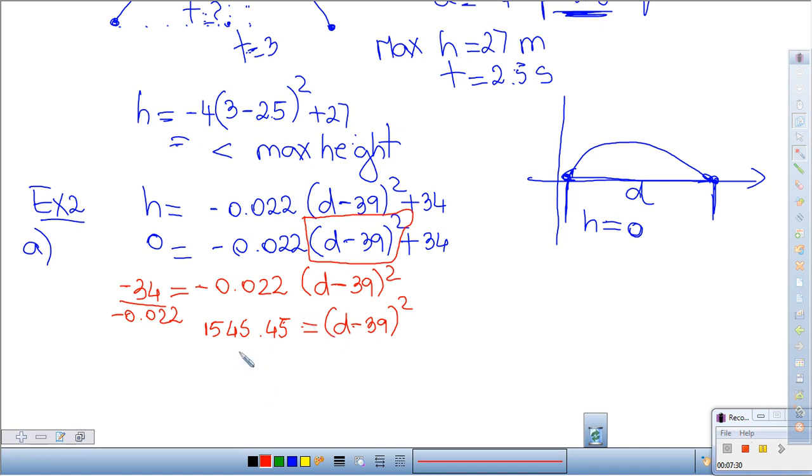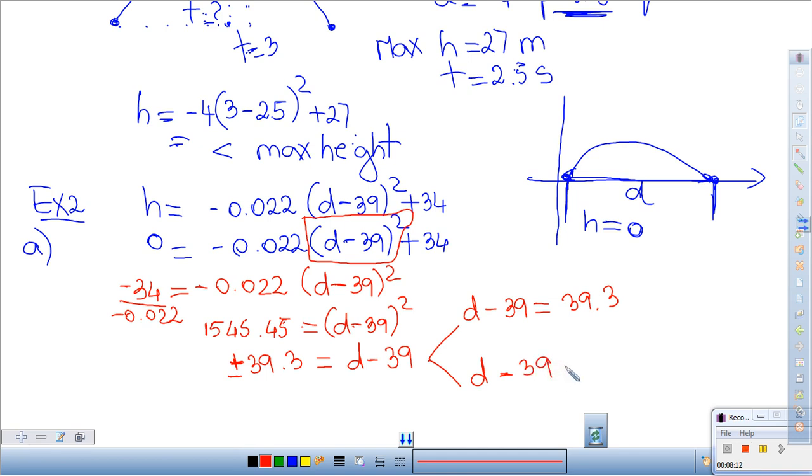So we're going to square root both sides, and the square root of 1545.45 is going to be either positive or negative 39.3 equals d minus 39. So let's see what the two options are. Either d minus 39 equals positive 39.3, or d minus 39 equals negative 39.3.